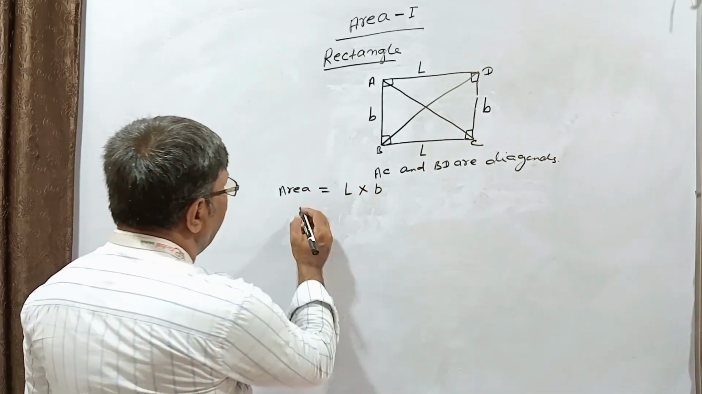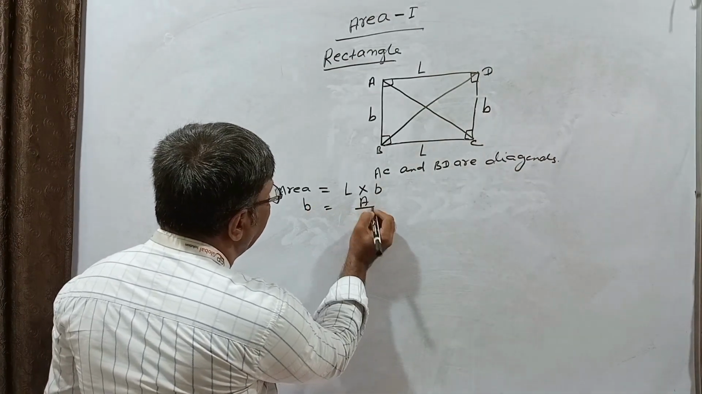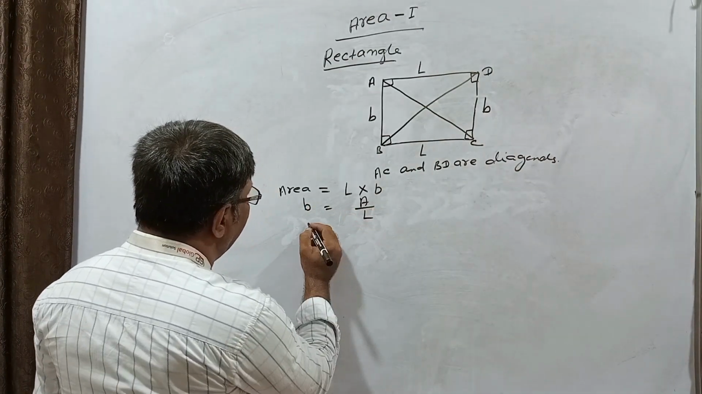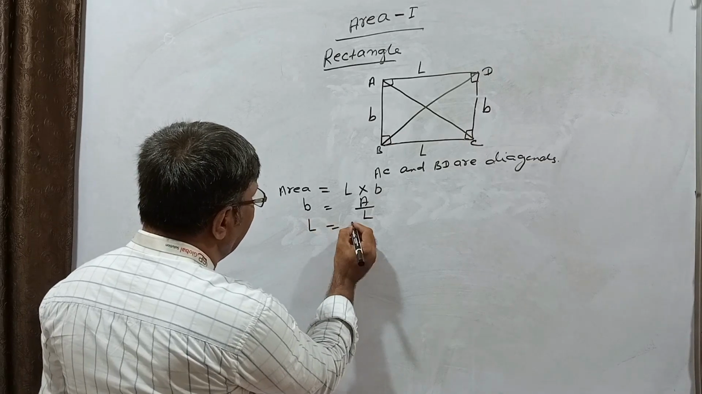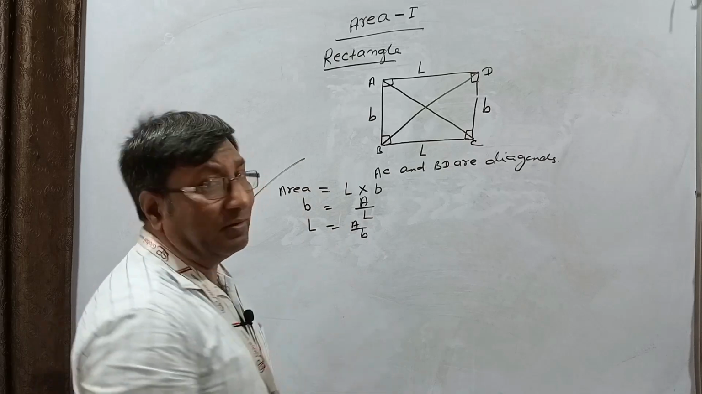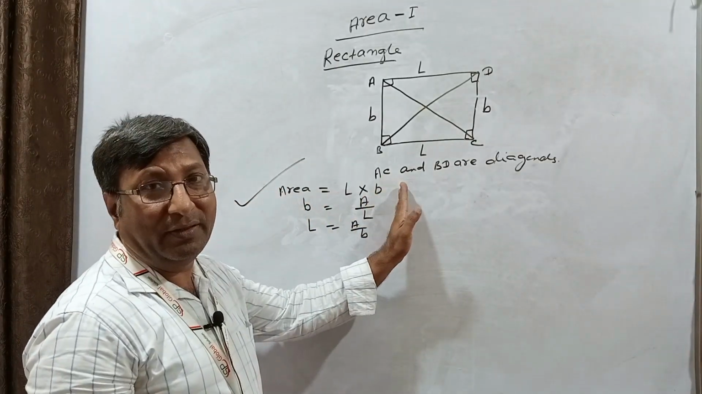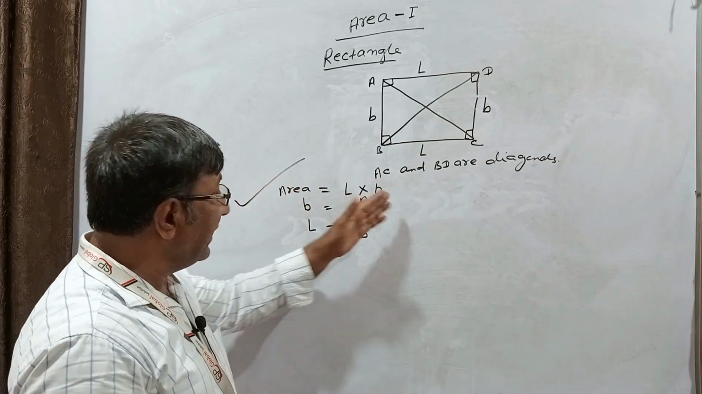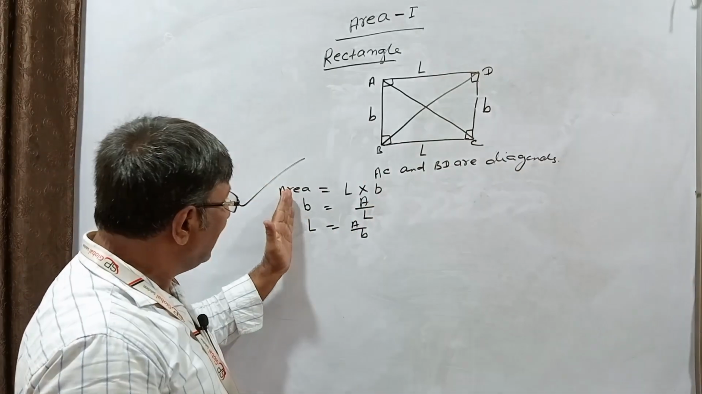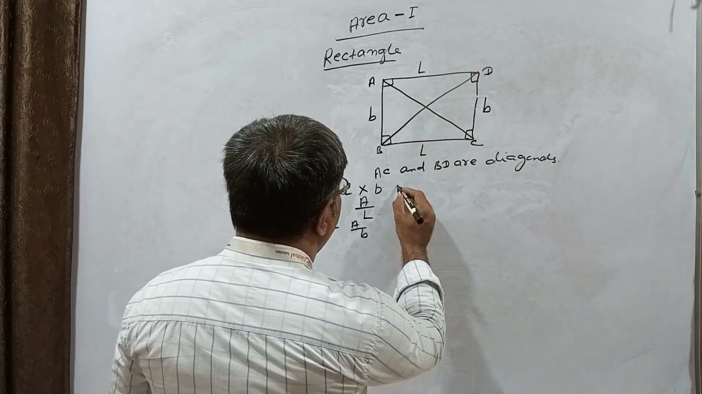If we have to find breadth, then breadth equals area upon length. Similarly, if we want length, then length equals area upon breadth. So you only learn the first formula, that is area equals length into breadth. Then you can find area, you can find breadth, you can find length. Now the second formula is what?